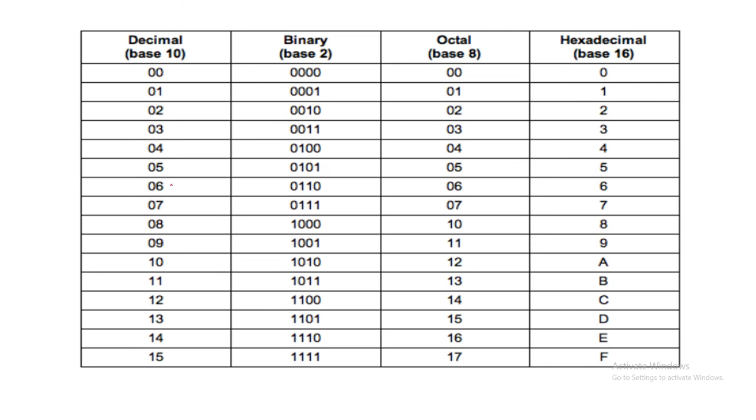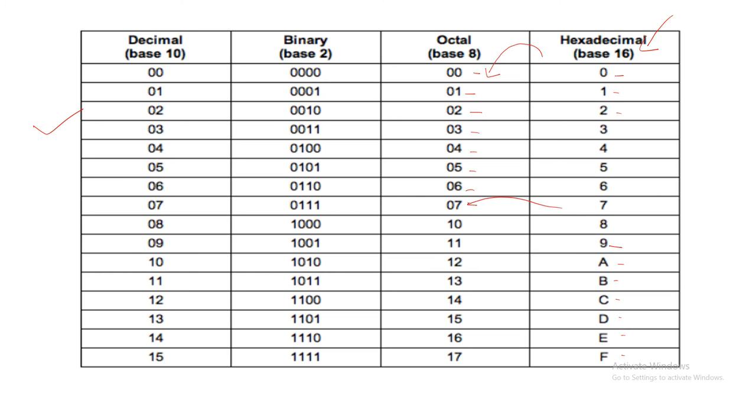Okay, so here is the summary of the numbers. Let's go through it. Let's start with the hexadecimal numbers. That will be easy: 0, 1, 2, 3, 4, 5, 6, 7, 8, 9. After that we have A, B, C, D, E, and F. Now the corresponding value in octal can be obtained as 0, 1, 2, 3, 4, 5, 6, 7.